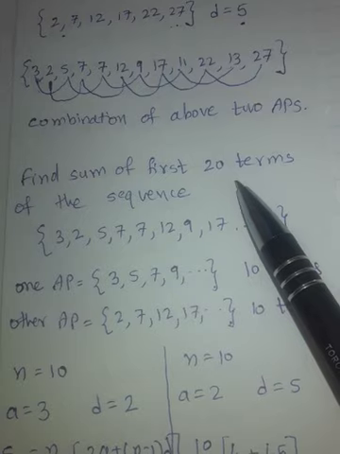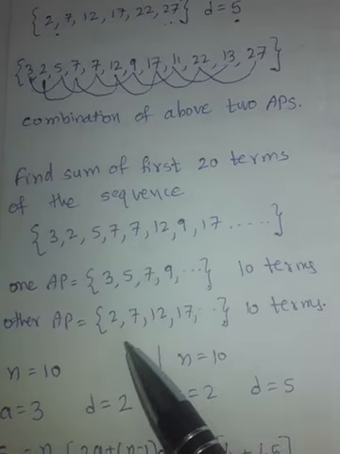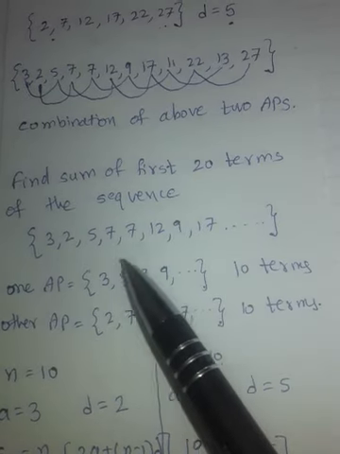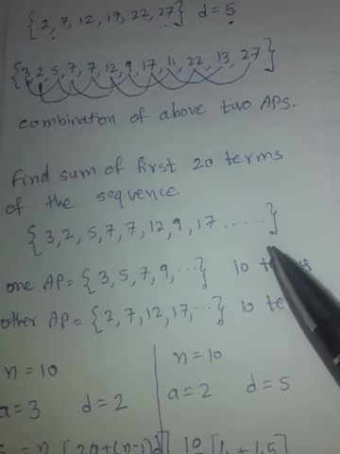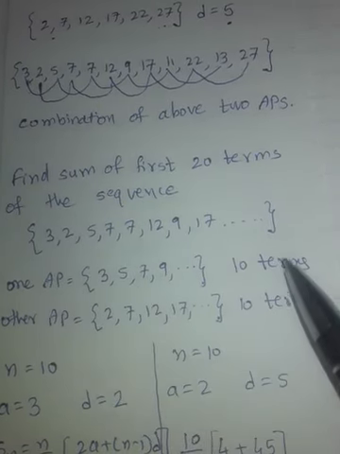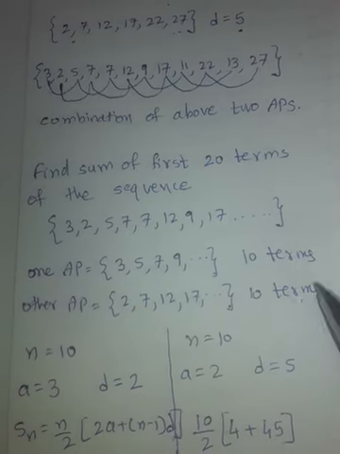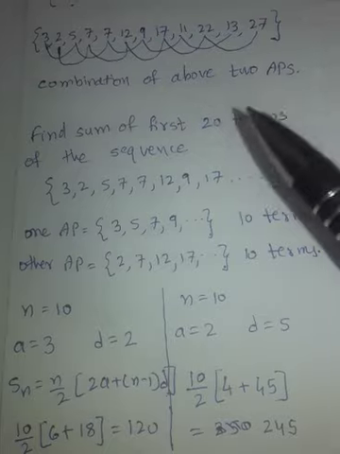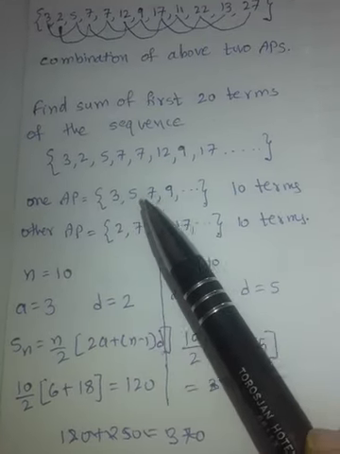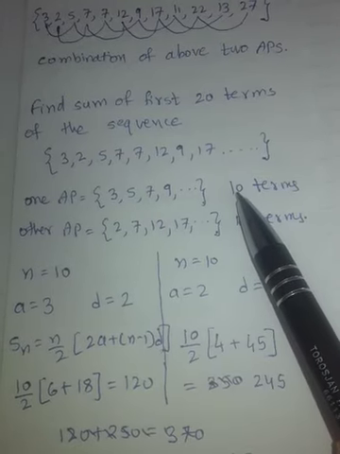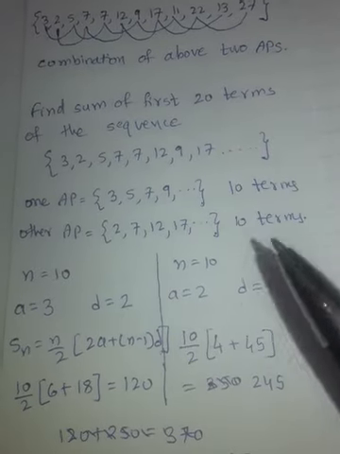I want the sum of the first 20 terms. So this AP will have 10 terms and this AP will also have 10 terms. Together they will be 20. Alternate ये 10 फिर ये 10 मिलके 20 हो जाएंगे. That means this AP has 10 terms and the other AP also has 10 terms. Am I right? So what I do? I need the sum of the first 20 terms. So I find the sum of the first 10 terms of this AP and the sum of the first 10 terms of this AP, and then I add it.